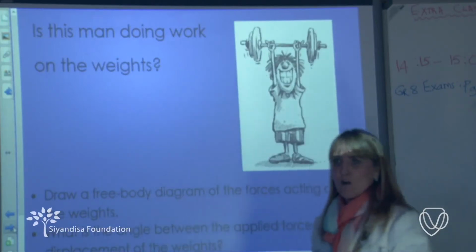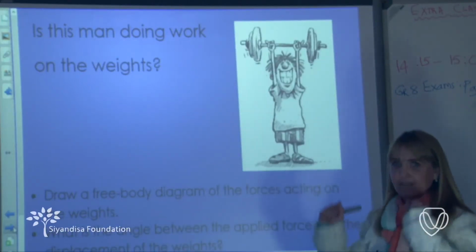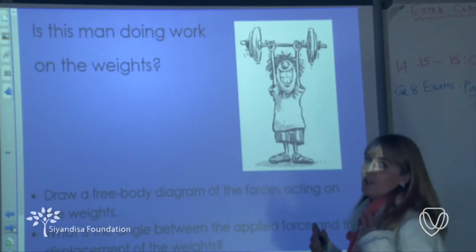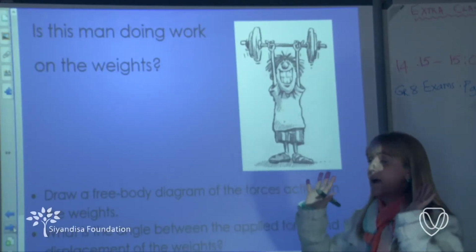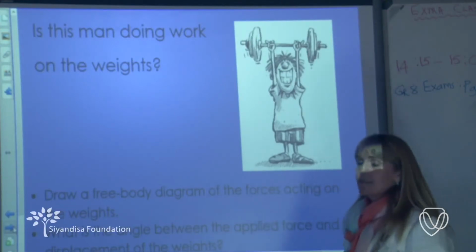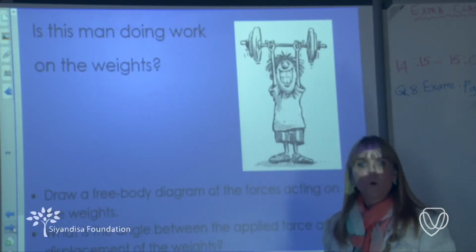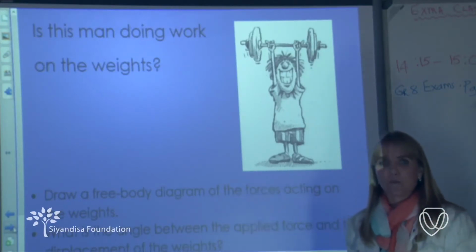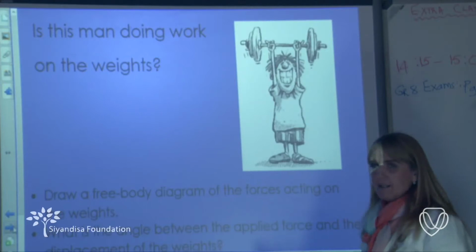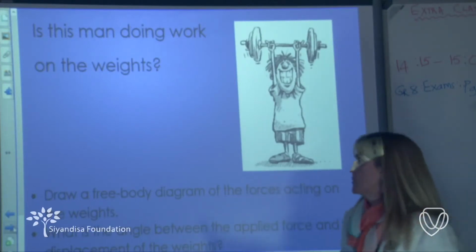Let's look at a second example. Here we've got someone working out in the gym. And this gentleman is applying a force on those weights. He's lifting those weights upwards. And the question is, again, is the man doing work on those weights? Follow the same process as we did in the previous example. Draw a free body diagram showing the forces acting on those weights.